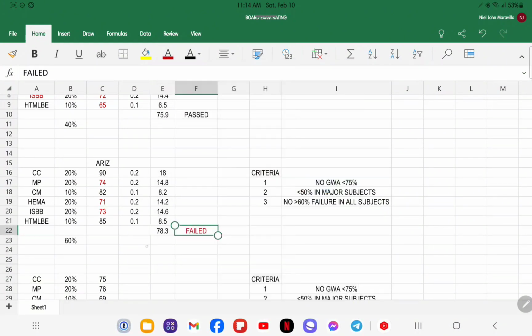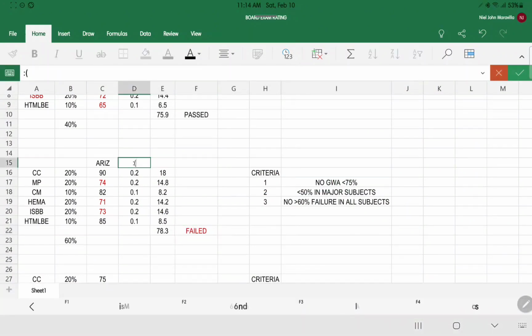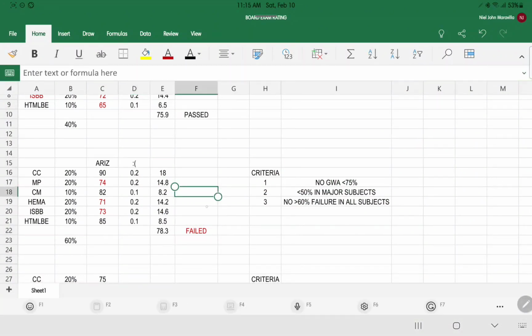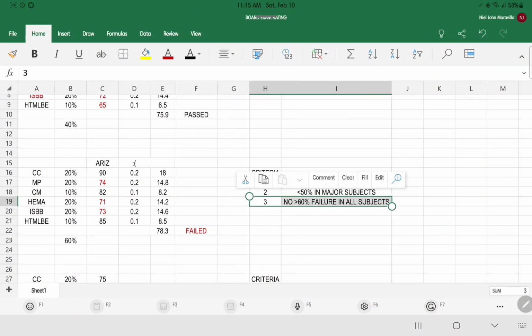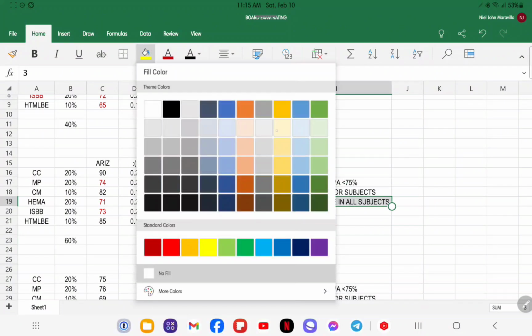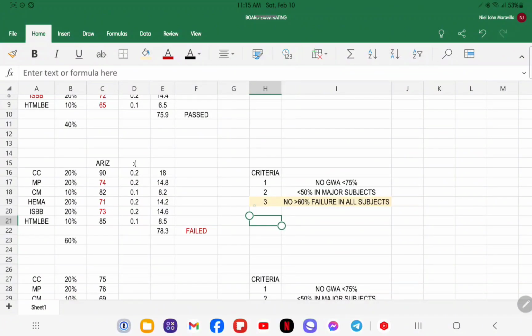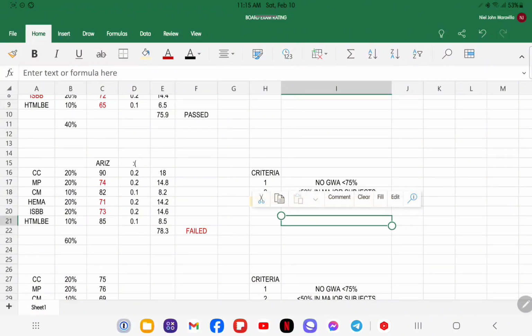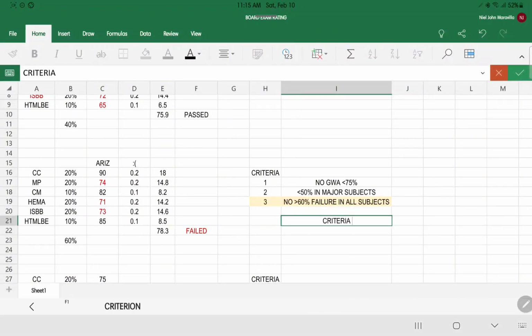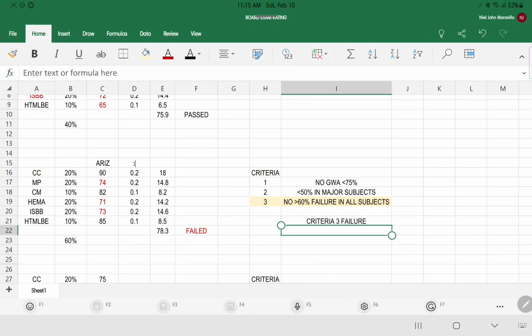Ayan. So, sad naman, no? Okay? So, this type of example is a criteria number 3 failure. Sulat ko na lang, no? Criteria 3 failure. So, ganun siya mag-categorize, guys. You need to know if failed ba siya or hindi, and then the reason bakit siya na-fail.